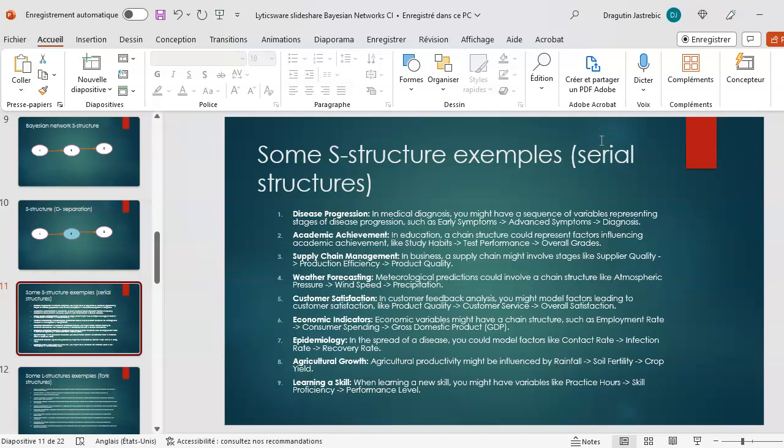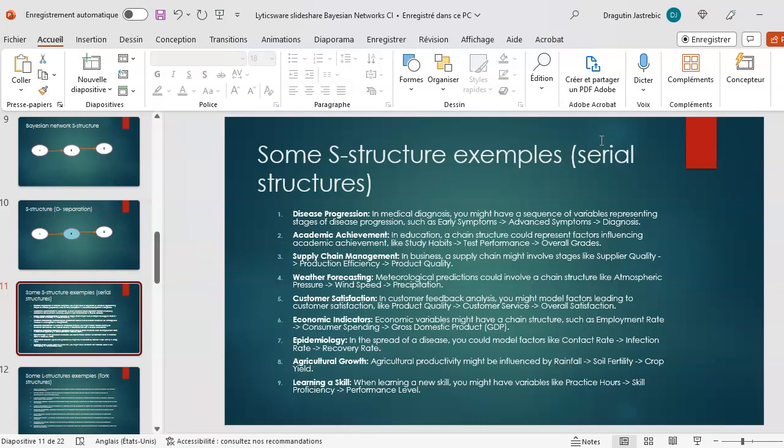Weather forecasting. Meteorological prediction could involve a chain structure like atmospheric pressure, wind speed, precipitation. Customer satisfaction. In customer feedback analysis, you might model factors leading to customer satisfaction like product quality, customer service, overall satisfaction. Economic indicators. Economic variables may have a chain structure such as unemployment rate, consumer spending, gross domestic product.